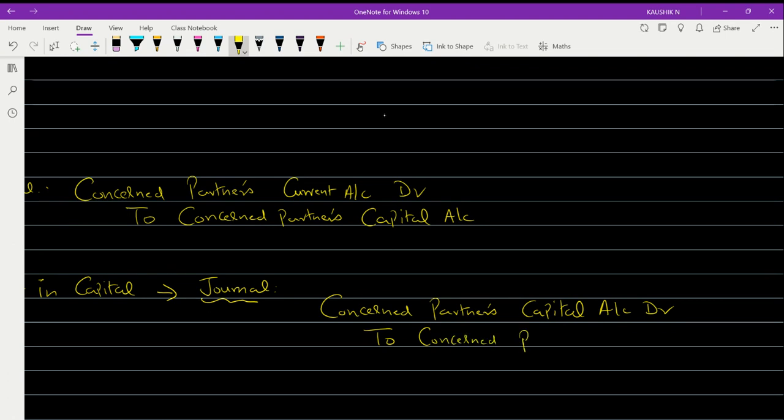Concern partners' current account. Any doubt in the journal entry?